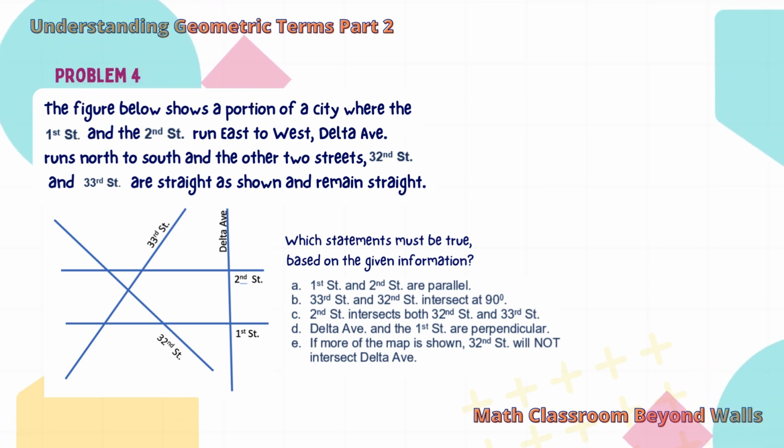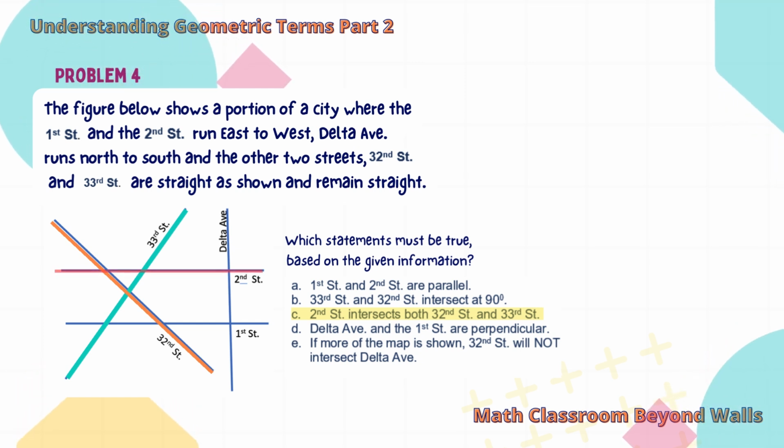Let us analyze option C. 2nd Street intersects both 32nd Street and 33rd Street. Let us look at the figure. Okay, the statement is correct. The point of intersections are clearly seen on the map.